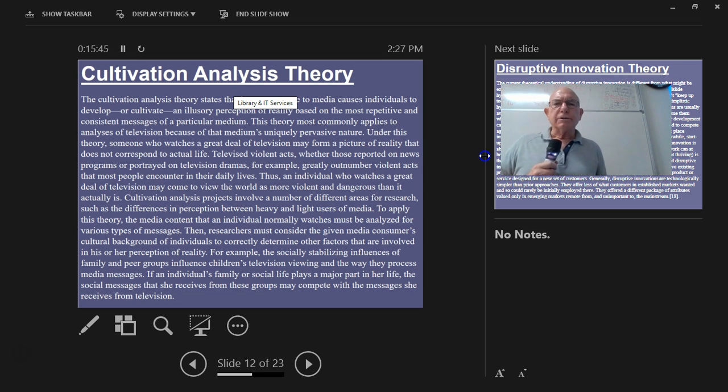I suggest that media causes individuals to develop or cultivate a perception of reality that's not true, basically. So it's based on the repetitive and consistent messages of the media, and so those messages take on a reality of themselves. I remember as a kid, even back when TV was just really getting started, a lot of people still got their entertainment off of radio.